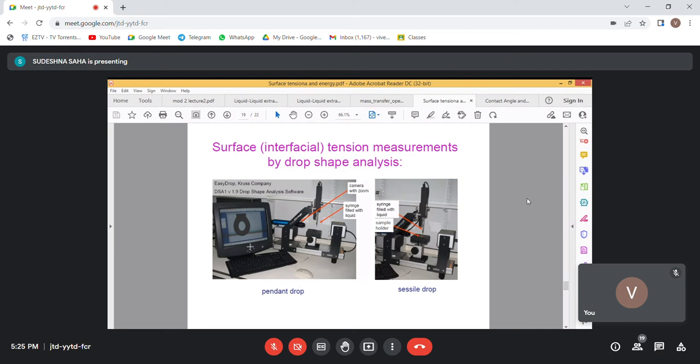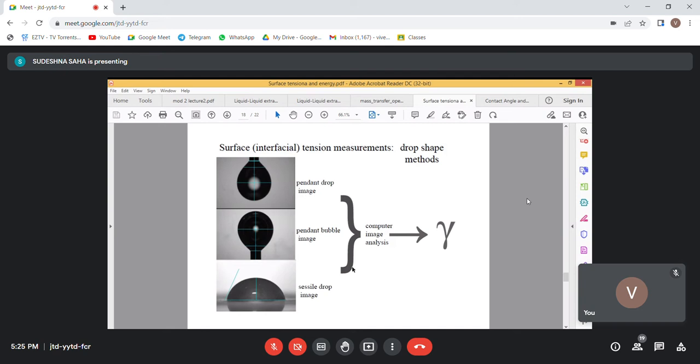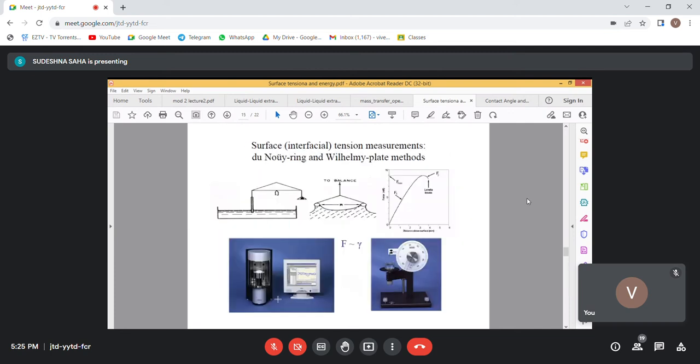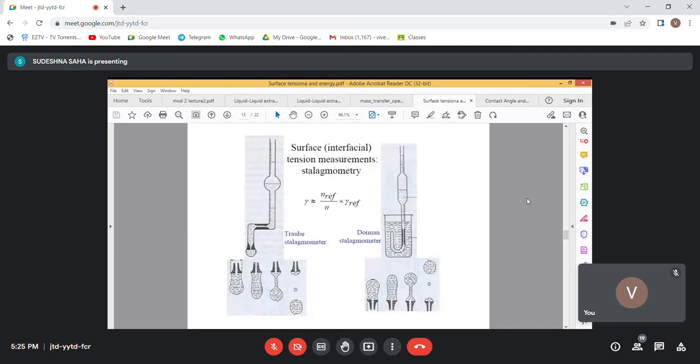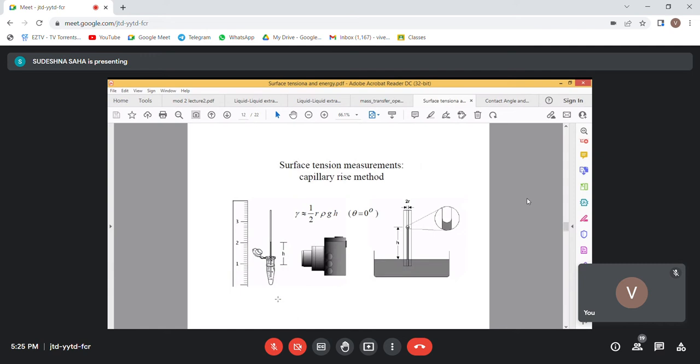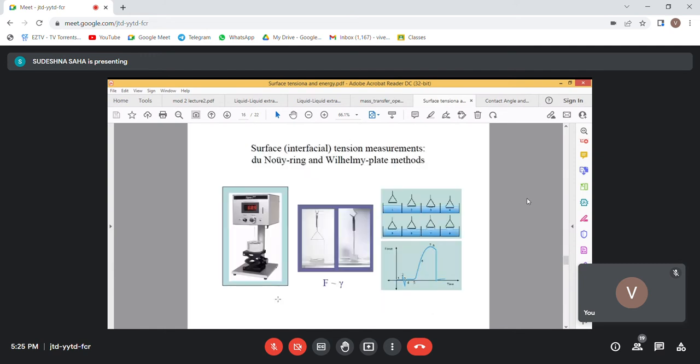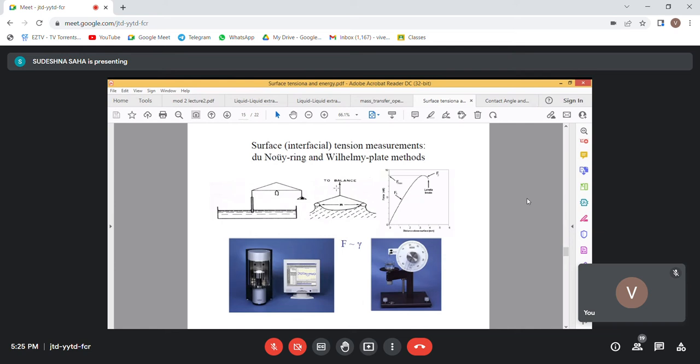And also for the sessile drop method, where you have placed a liquid drop on top of the surface, you can go for the Adams-Rashford method in order to calculate the surface energy of the solid. Now, another method is very, very important, is known as the Wilhelmy plate method.